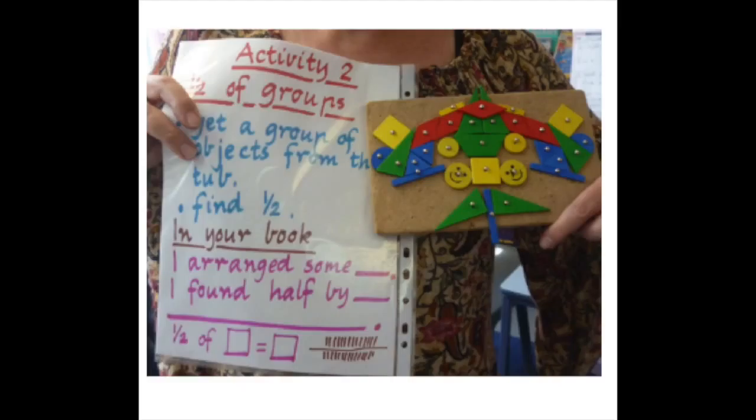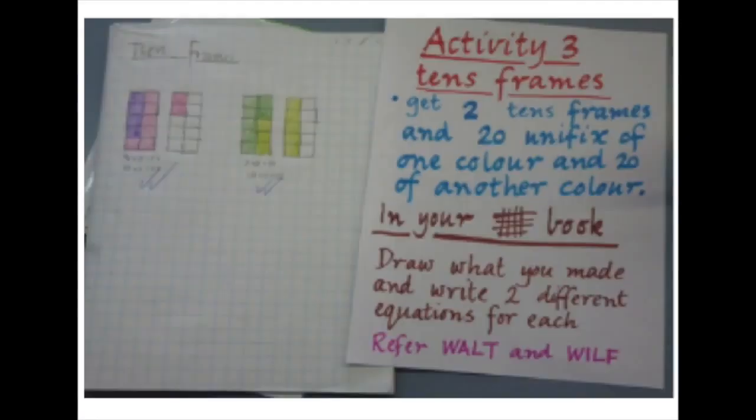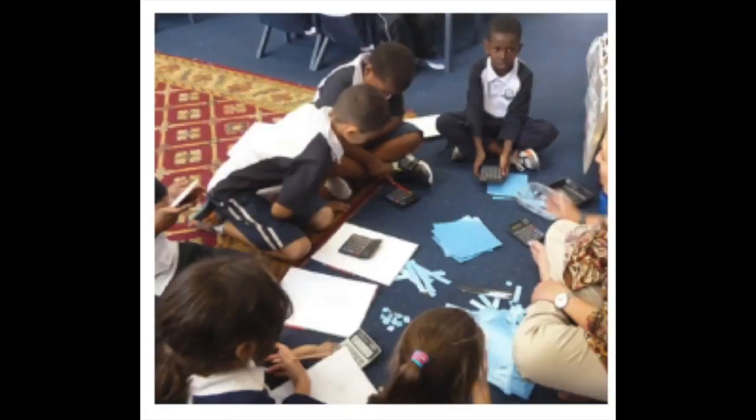For activity 3, tens frames, the students had to get 2 tens frames and 20 Unifix of one colour and 20 of another colour. In their book, they had to draw what they made and write 2 different equations for each. No one on the red table did the activity properly during the rotations. They did not follow the instructions and used too many colours in their books. I made a point of explaining what to do after this rotation, so the green table would have a better understanding.